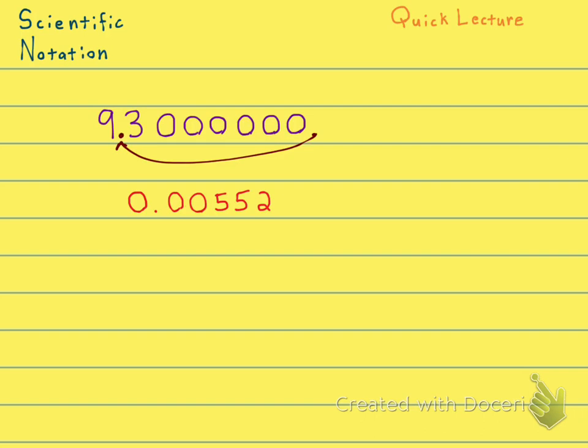Okay, so for 93 million, I only want the 9 to the left of it. And for this number down here, I'm going to move it right here so that there's only a 5 to the left of it. Okay, so let's see how this works. All right, 93 million, by the way, is the distance from the Earth to the Sun, approximately 93 million miles. And the decimal is over here at the end.